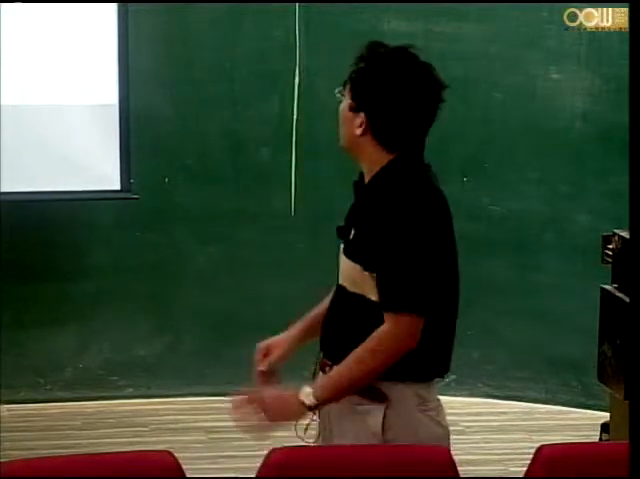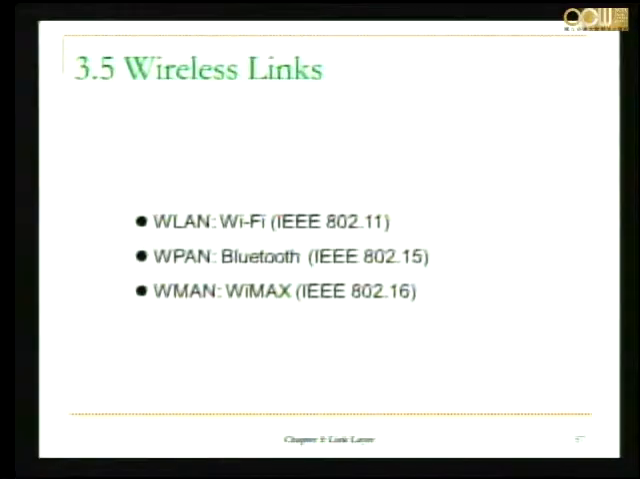Okay. So next, we move on to section 3.5. That's on wireless links. Here we talk about 3 kinds of links, with more emphasis on the first one, which is the wireless LAN, or called Wi-Fi, IEEE 802.11. And then we spend less time on 2 other things, which are Bluetooth and WiMAX. And they are 802.15 and 802.16 respectively.